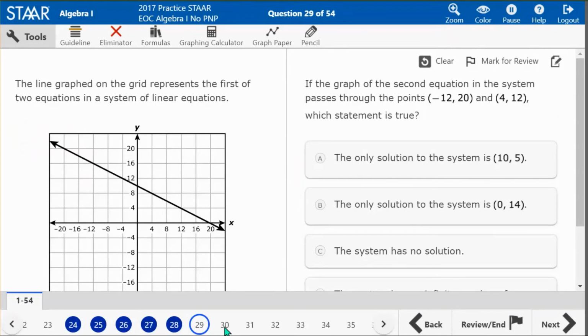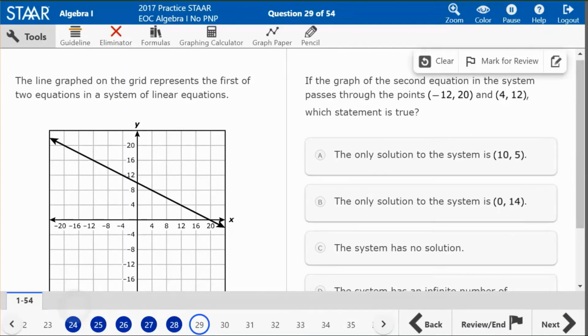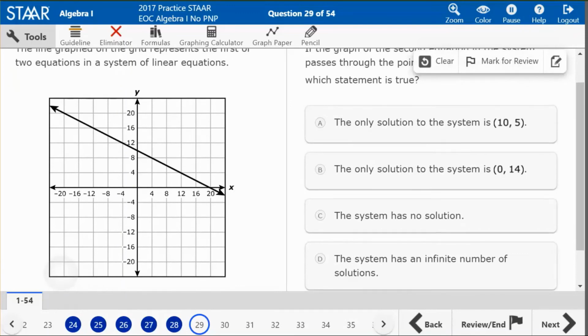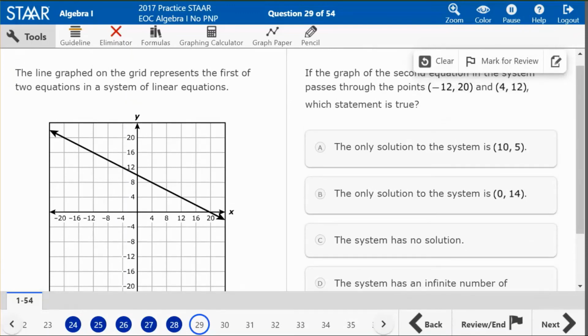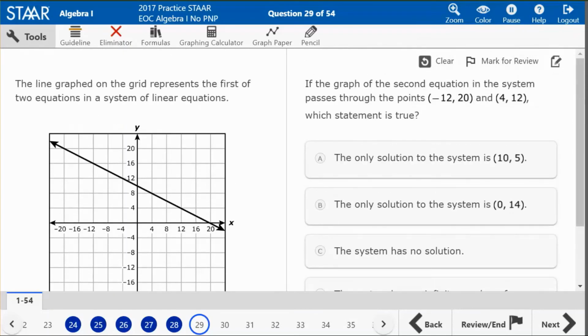Number 29. The line graph on the grid represents the first of two equations in a system of linear equations. If the graph of the second equation in the system passes through the points (-12, 20) and (4, 12), which statement is true? The only solution to the system is (10, 5). The only solution to the system is (0, 14). The system has no solution. The system has an infinite number of solutions.